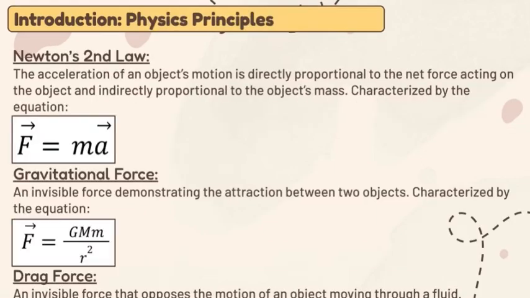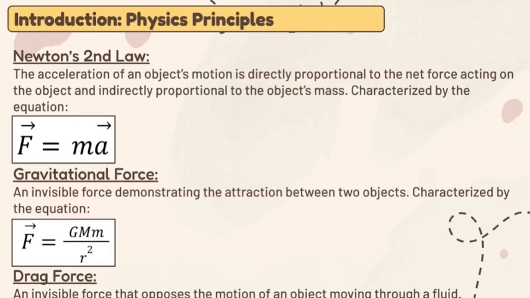The main physics principles present in this experiment are the following: Newton's second law, gravitational force, and drag force. Newton's second law yields the equation F equals ma, where F is force, m is mass, and a is acceleration, showing the directly proportional relationship of acceleration to force and the inversely proportional relationship of acceleration to mass.